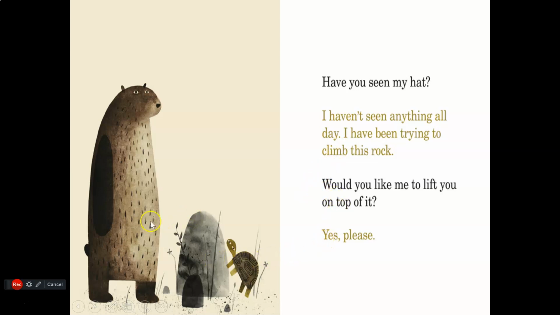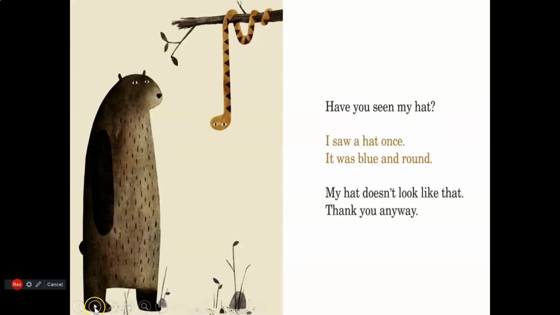Yes, please. So he goes to all these critters and asks, "Have you seen my hat?" No one's seen his hat. "Have you seen my hat?" He asked the snake. "I saw a hat once. It was blue and round." "My hat doesn't look like that. Thank you anyway."